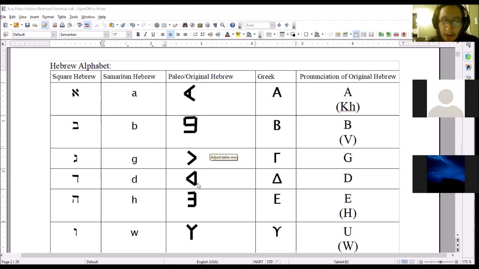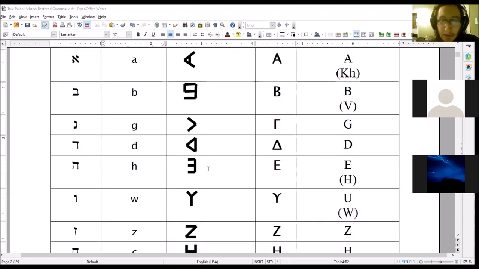So the fourth letter is Dalet. Again, it's identical in form to the letter D. It's just in reverse direction, and it's pointed rather than curved. But of course, if someone's writing cursive or quick in ancient times, they probably would have curves rather than just straight lines. And the fifth letter is He, and again, it looks just like an E, doesn't it? And literally, this is not me making this up. This is the Paleo-Hebrew, and look, it looks just like an E, except it's backwards.